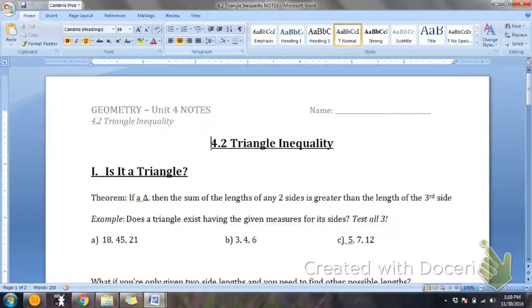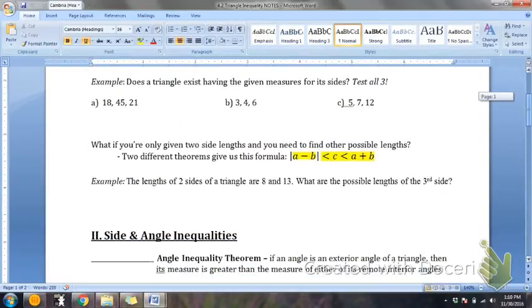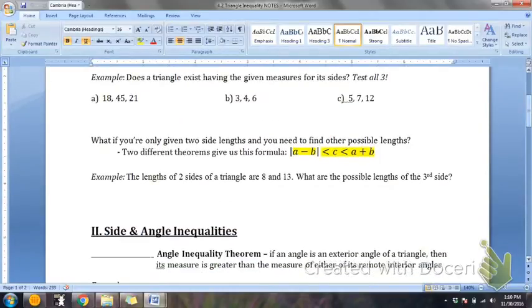So this theorem says if it is a triangle, then the sum of the lengths of any two sides is greater than the length of the third side. Now, that seems like a lot of mumbo jumbo. All that means is if you add any two sides together, it should be greater than the third side. If that's true, then this is a triangle.